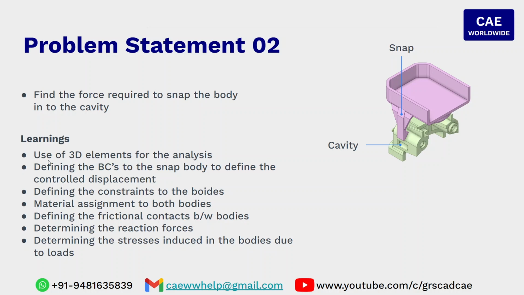The learnings are going to be the use of 3D elements for the analysis, defining the boundary conditions to the snap body to define a controlled displacement, and defining the constraints to the bodies, which means how the bodies have to be fixed without affecting the results. If they are made of different materials, how the material assignment can be done for them, defining the frictional contact between the bodies, and also how we can determine the reaction forces for the load that is applied against the bottom body. Then we understand determining the stresses induced in the bodies due to loads. The stresses may be across the geometries or at the root of the snap or at key strategic locations.